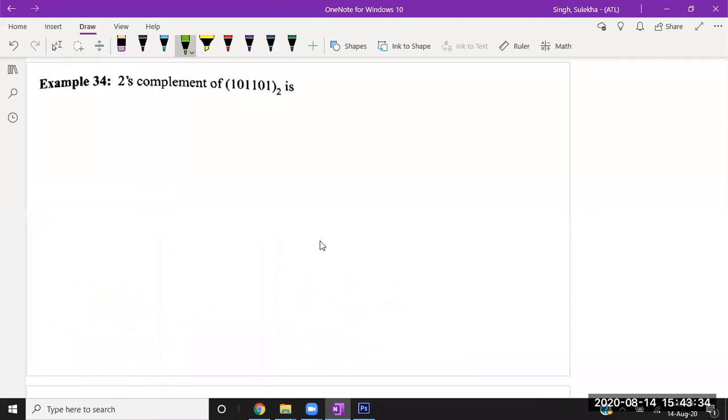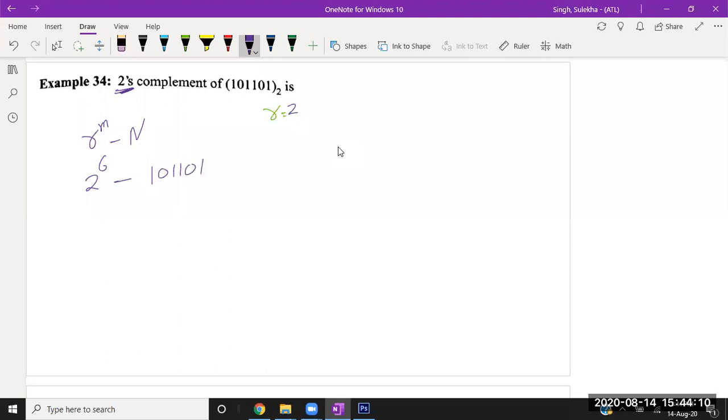2's complement means for this question we are calculating R's complement. For this question, wait, I will change the pen color. We are taking the value of R equal to 2. That's why whenever we write 2's complement, it's basically an R's complement. So we will go with a similar formula: R to the power m minus n, that is the formula for calculating R's complement. The value of R is 2 to the power 6 minus the number, which is 101101.